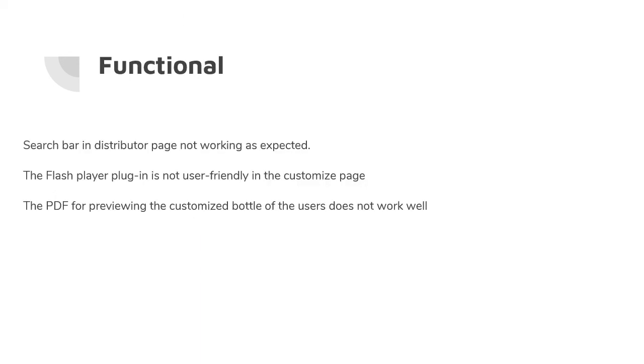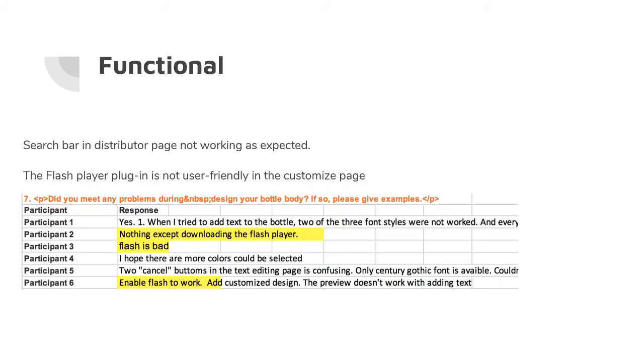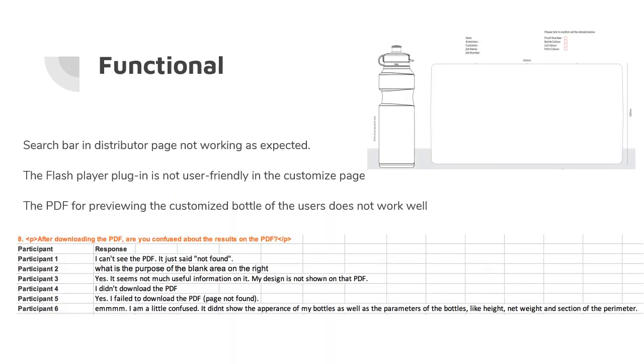As for the functional aspect of the website, the first issue is that the search bar in the distributor page does not work as expected, and the Flash Player plugin is not user-friendly in the customer page. And the PDF for previewing the customized button of the users does not work well.